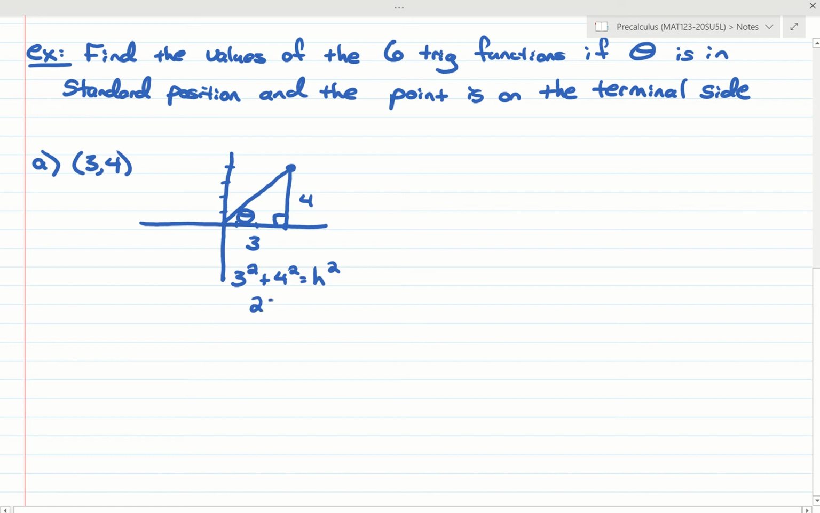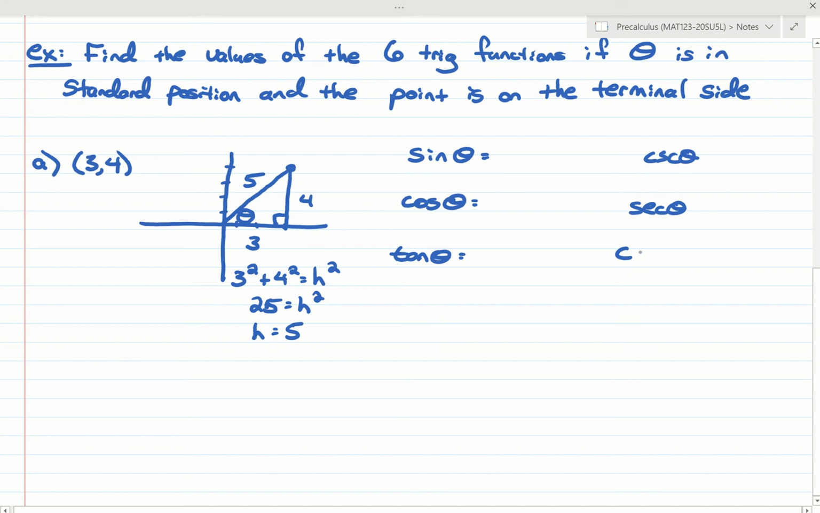9 plus 16 is 25. And your hypotenuse is always positive. So you don't have to worry about doing absolute value for the hypotenuse, but you could have a negative leg. So now that we have that defined, let's figure out our sine, cosine, and tangent values. And then we'll figure out C, S, C, where the first C is cosecant, then we have secant and cotangent.